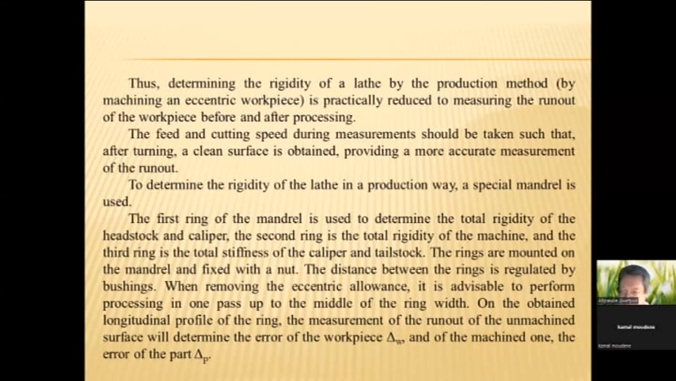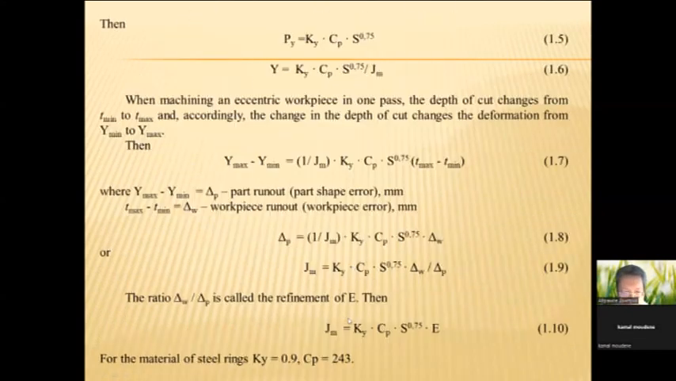When removing the eccentric allowance, it is advisable to perform processing in one pass up to the middle of the ring width. On the obtained longitudinal profile of the ring, the measurement of the runout of the unmachined surface will determine the error of the workpiece, delta suffix W, and of the machined one, the error of the part, delta suffix P. If we know delta W and delta P, then we can use formula 1.9 and determine the rigidity of the machine, J suffix M.